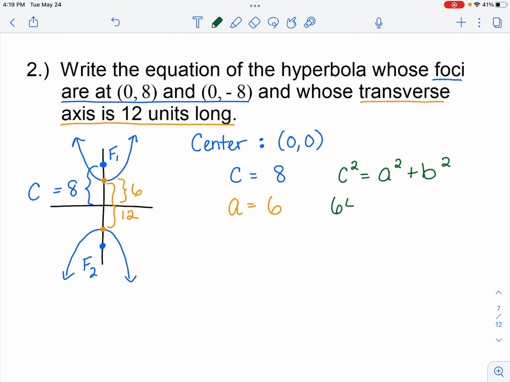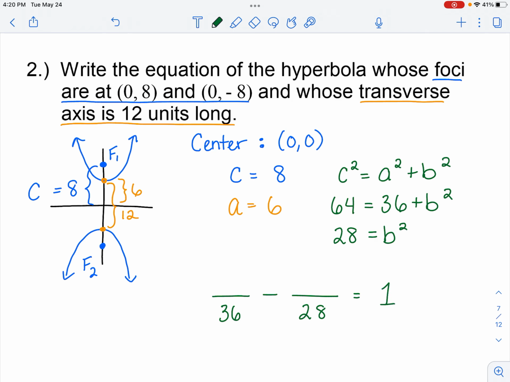So c squared is 64. a squared is 36. So that gives me that b squared is equal to 28. Now, when it comes to writing the equation, I have a squared and b squared in it, so I don't actually need to write b as the square root of 28. All right. So now I know that I have a squared in the first denominator. b squared goes in the second denominator, and it has to equal 1.